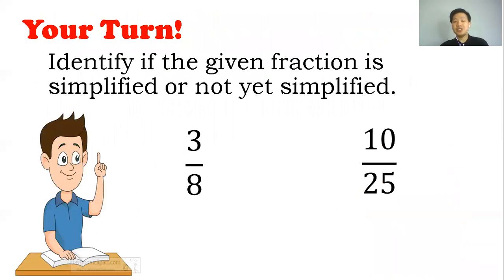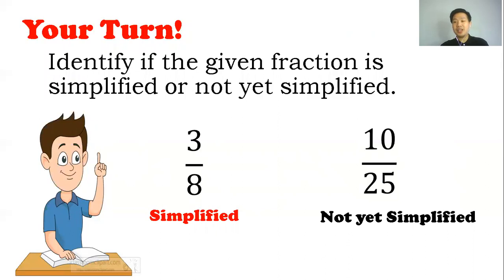Now let's try. Identify if the given fraction is simplified or not yet simplified. You can pause the video and answer it first. Now let's try to answer. 3 over 8, is it simplified or not yet simplified? Answer: it is simplified because we can no longer divide 3 and 8 by a certain number. How about 10 over 25? It's not yet simplified because 10 and 25, we can still divide them by a certain number, like for example, 5.